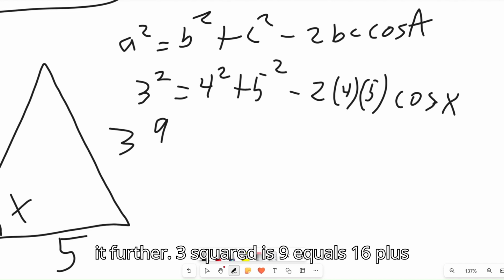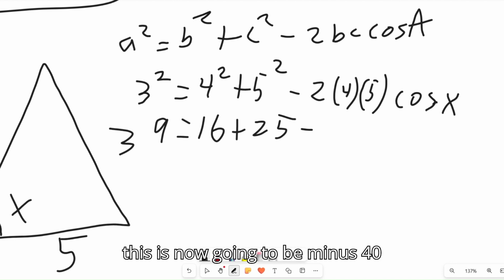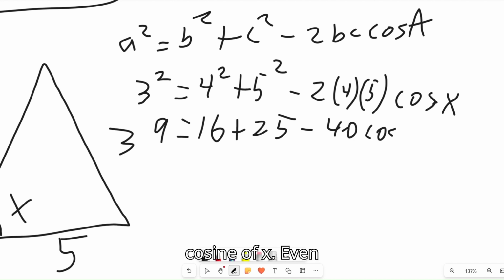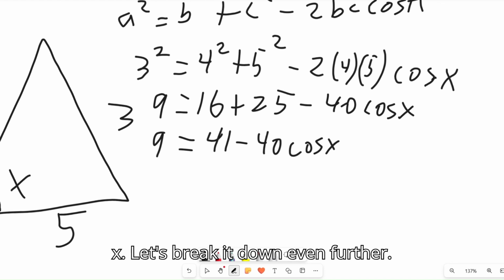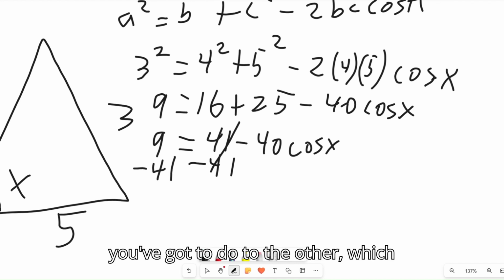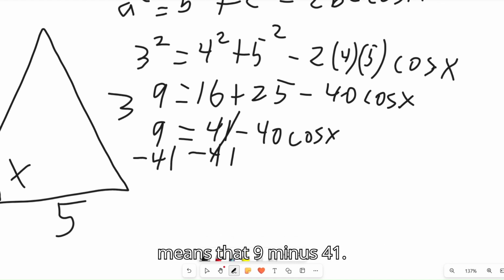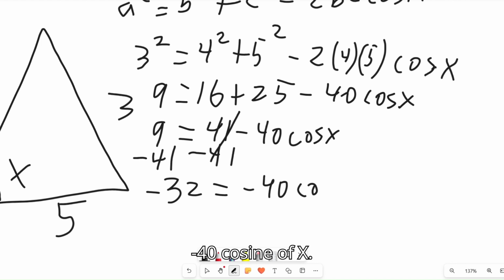So let's simplify it further. 3 squared is 9, equals 16 plus 25, the squares of each of those, which is now going to be minus 40 cosine of x. Even further simplified, 9 equals 41 minus 40 cosine of x. Let's break it down even further. Let's subtract 41 from this side, which will cancel it out. What you do to one side, you have to do to the other, which means 9 minus 41 is negative 32, equals negative 40 cosine of x.